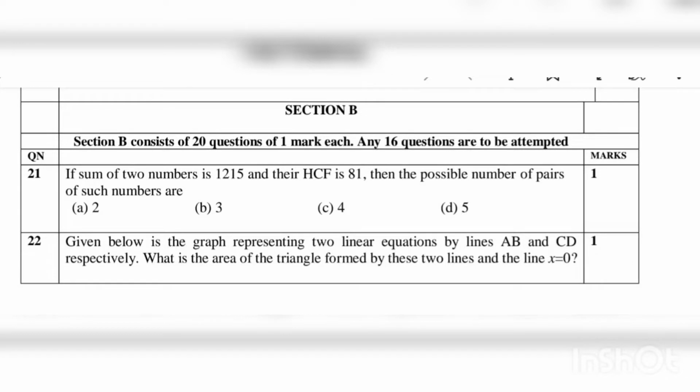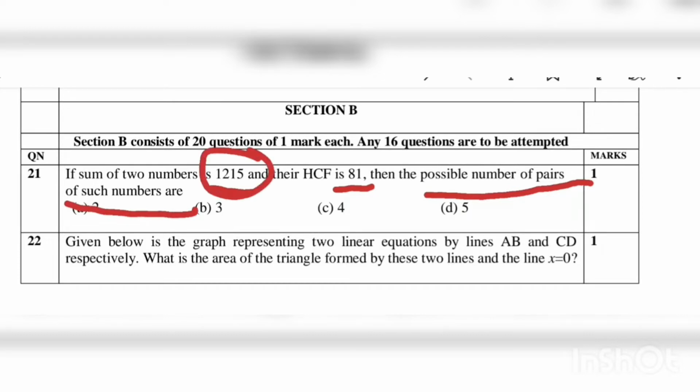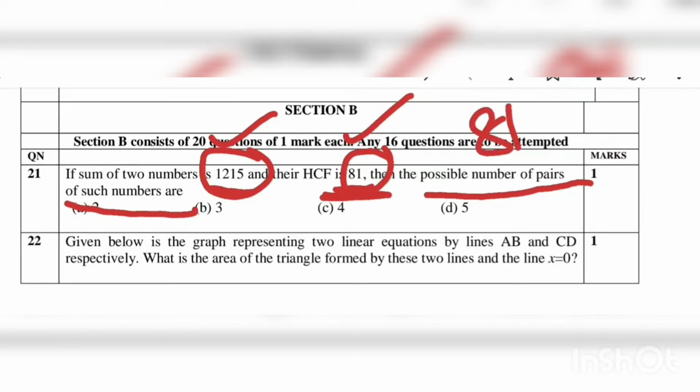First question is, if the sum of two numbers is 1215 and their HCF is 81, then the possible number of pairs of such numbers are. Now there are two numbers whose sum is 1215 and the HCF is 81. We have to find how many pairs of numbers are possible which satisfy these two conditions. We know that HCF means highest common factor. It means the two numbers have 81 as the highest common factor.